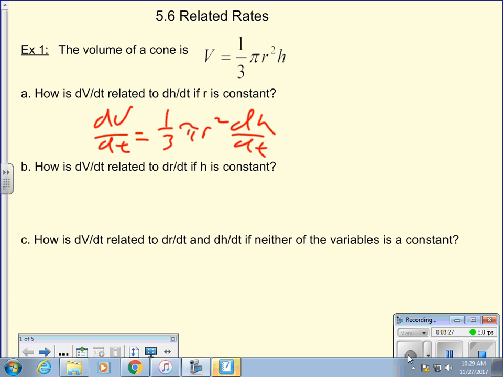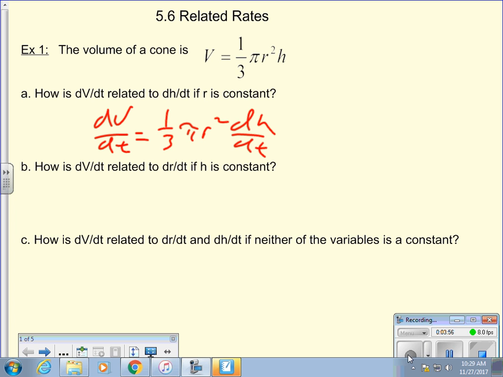Change in volume over change in time. This represents the rate of change of the volume. This represents the rate of change of the height. So I could use this if radius is kept constant. If the height is changing at 3 meters per second, how fast is the volume of that cone changing? Maybe it's like the water level is dropping or something like that. We'll get to this as we go along.